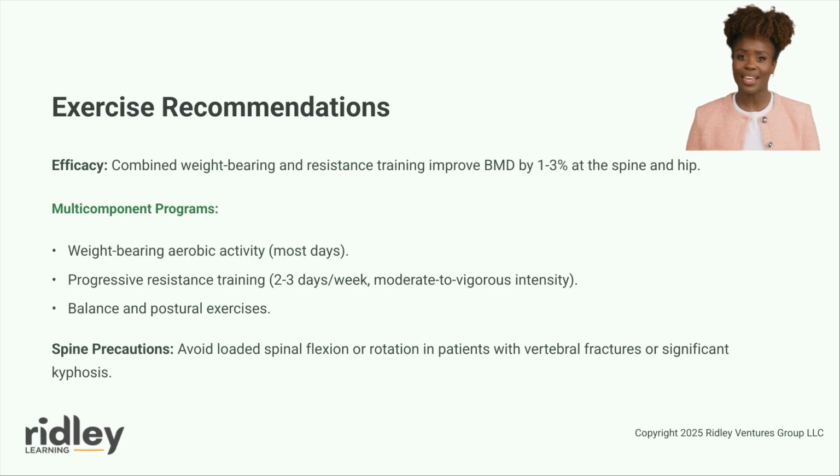Current recommendations emphasize multi-component programs that include weight-bearing aerobic activities such as walking, jogging, or aerobic exercise classes on most days of the week. They also include progressive resistance training targeting major muscle groups at least 2 to 3 days per week at moderate to vigorous intensity, and balance and postural exercises to reduce fall risk and address kyphotic changes.